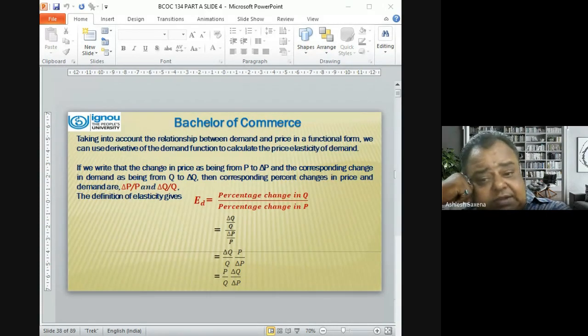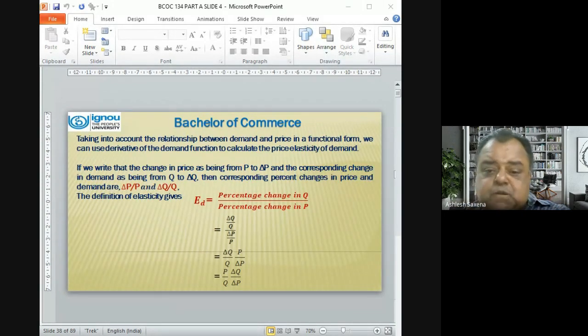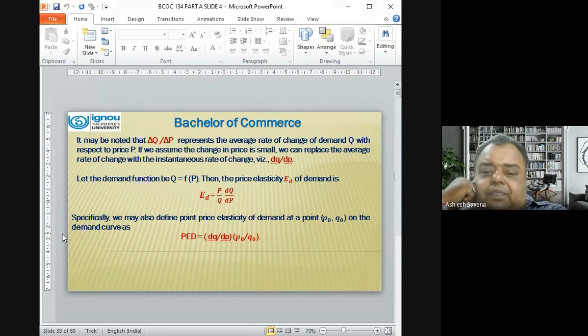By the definition of elasticity, it is represented by ED equal to percentage change in Q divided by percentage change in P. So we put in the values: delta Q upon Q divided by delta P upon P. By further replacing, we can say that ED is equal to P by Q into delta Q upon delta P. Now, if your demand function is Q is equal to f(P), then the price elasticity ED will be P by Q into dQ upon dP, what you have done right now.